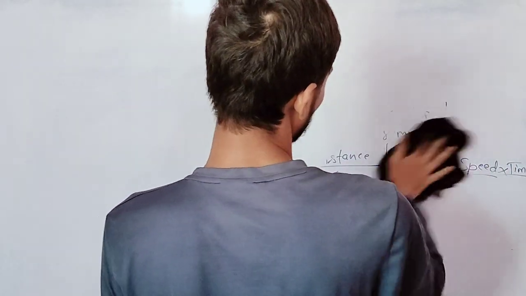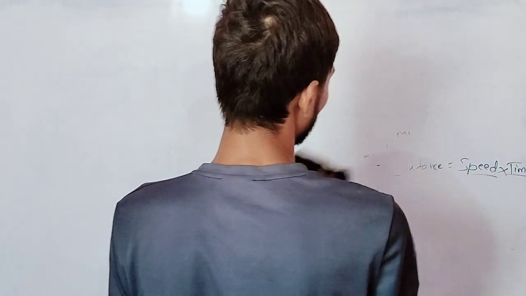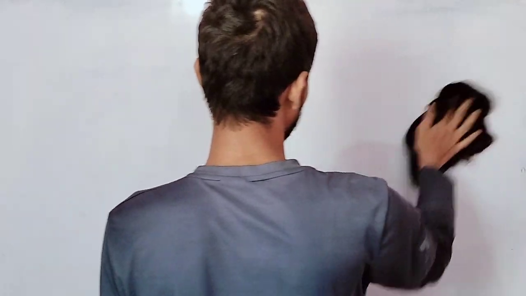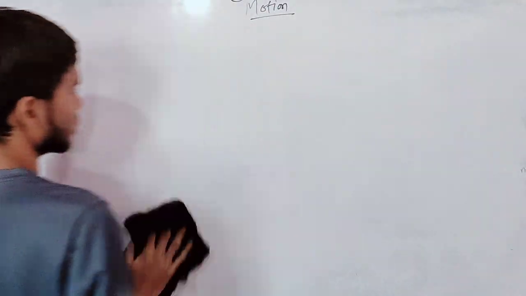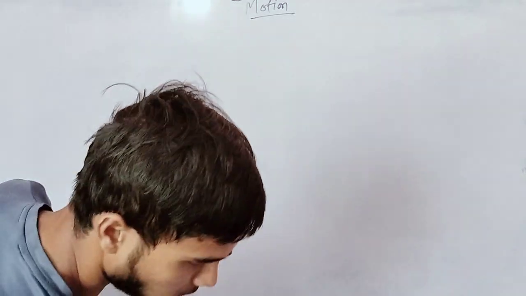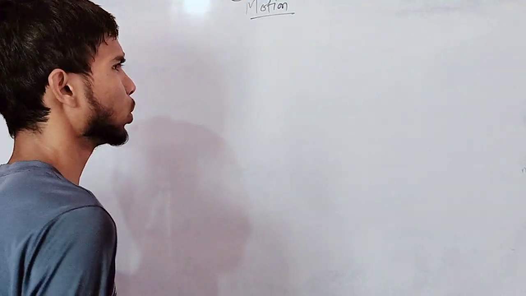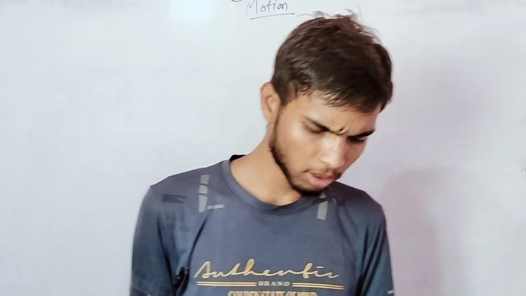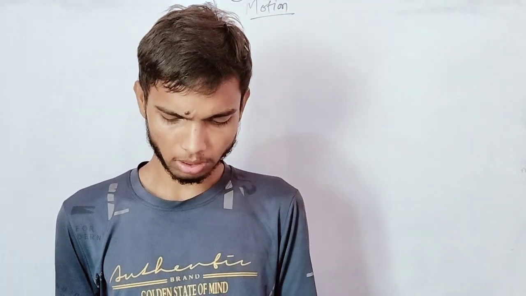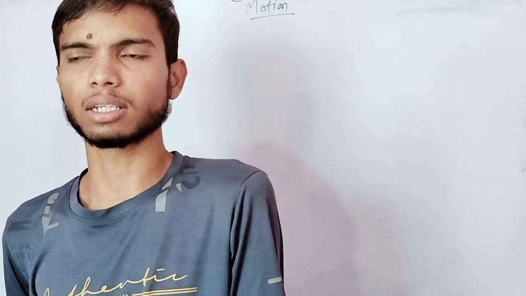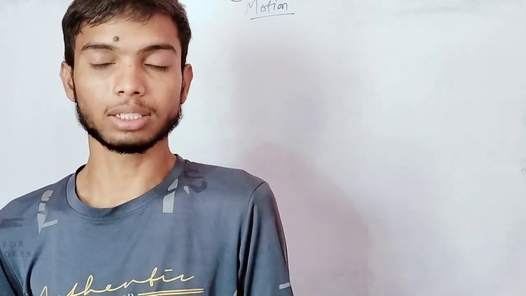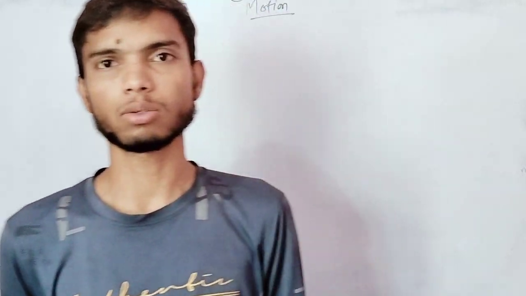We saw that speed is equal to distance upon time. It will be the same for average speed, but there will be something that changes. Do you know what instantaneous speed is? Do you know the meaning of instantaneous? Instantly. The meaning of instantaneous is current. What is current?